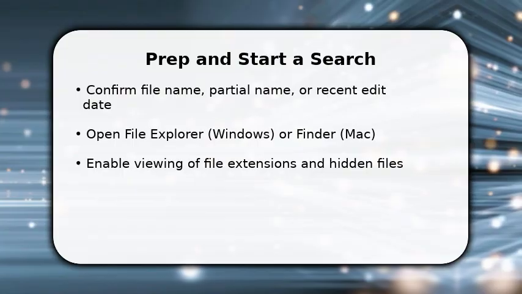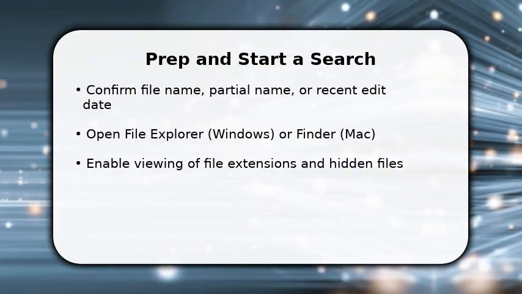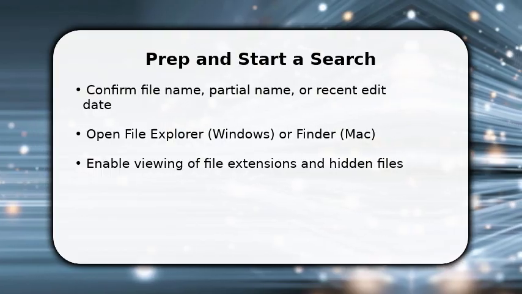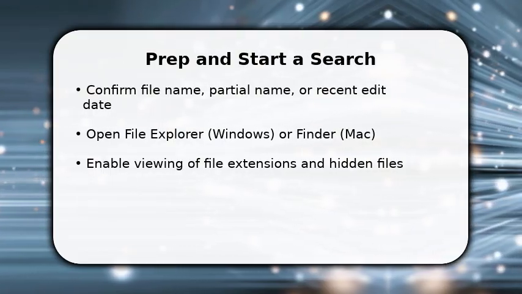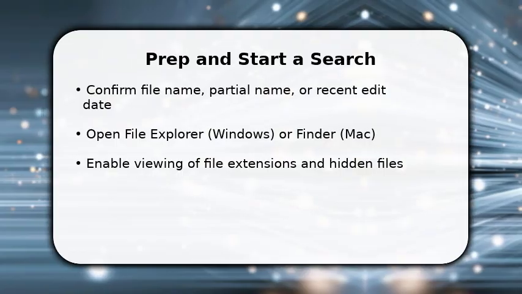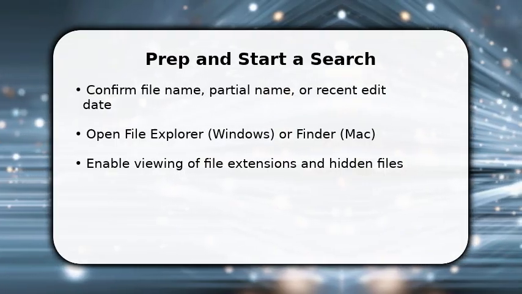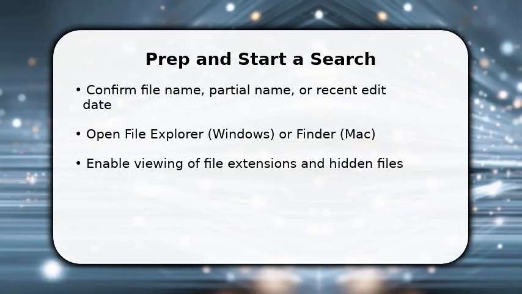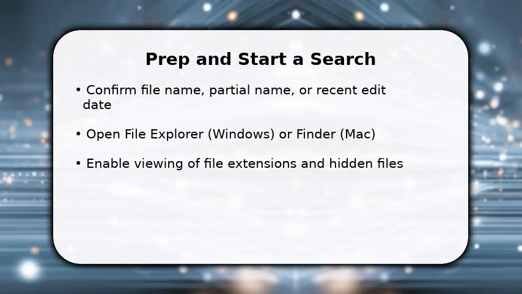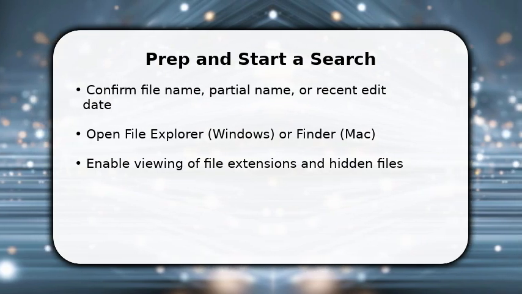Once done, make sure file extensions are visible and hidden files are shown so Excel files like XLSX or XLSM appear. Use the address bar to point to a specific drive or folder. This narrows results and speeds up the process, saving time versus searching the entire computer.